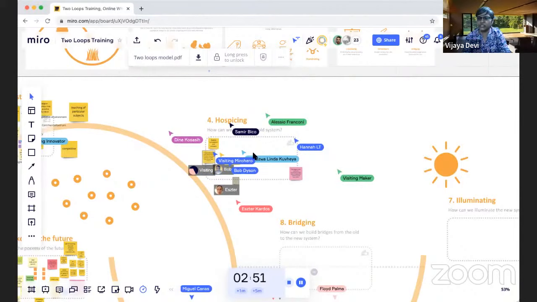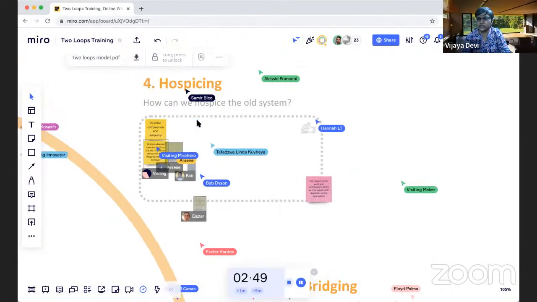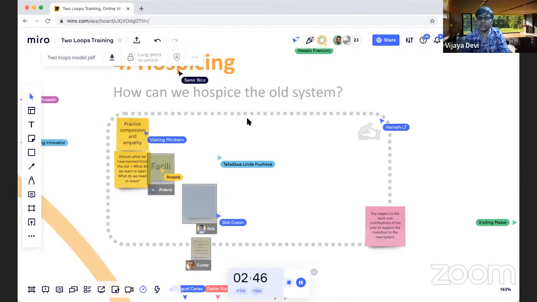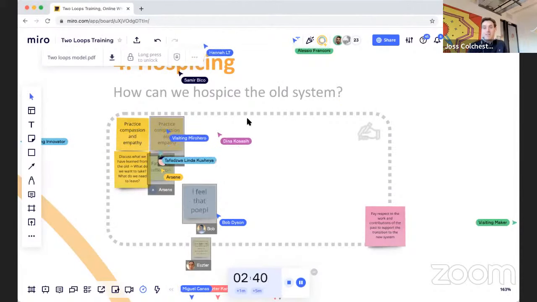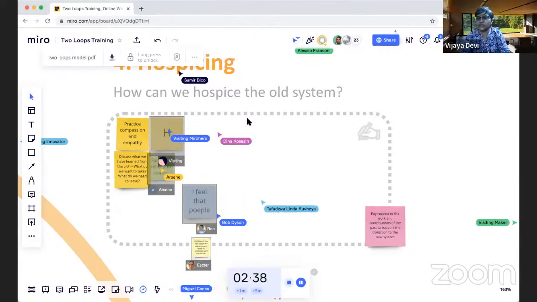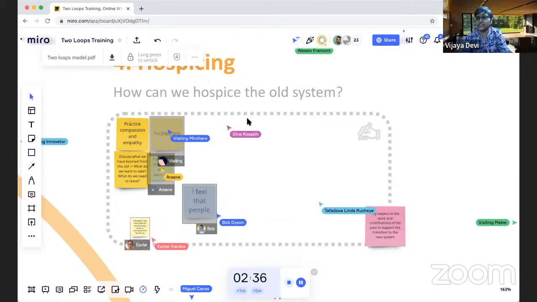Yeah, it's a closure, recognizing a closure. And I'm also reminded of some of the rituals that we do. Exactly. Even in organizations, we do a lot of rituals to mark closures and to mark beginnings.